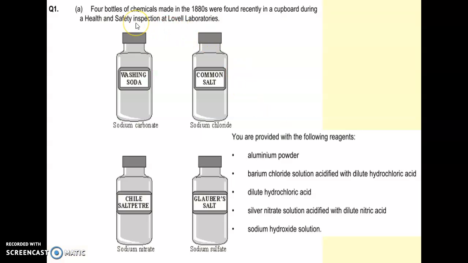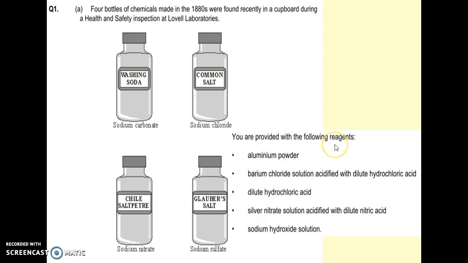Now let us look at a question based on the topic that we have learned. Four bottles of chemicals made in the 1880s were found recently in a cupboard during a health and safety inspection at Lowell Laboratories. So they are sodium carbonate, sodium chloride, sodium nitrate, and sodium sulfate. The chemicals are correctly named.